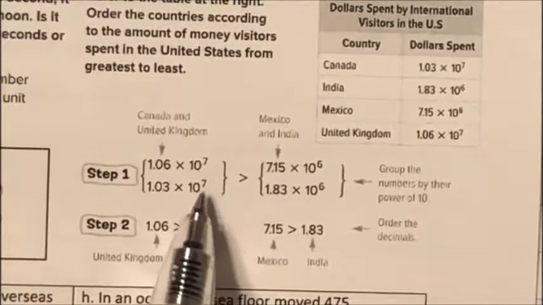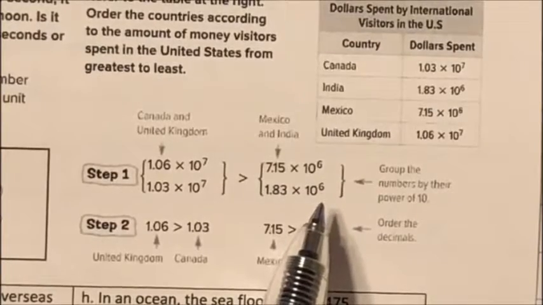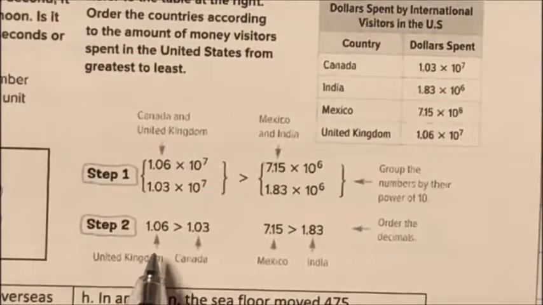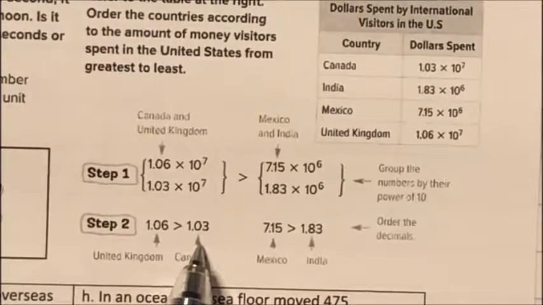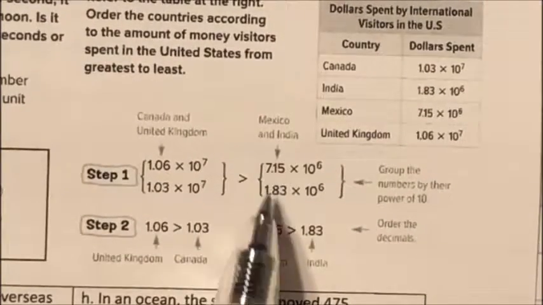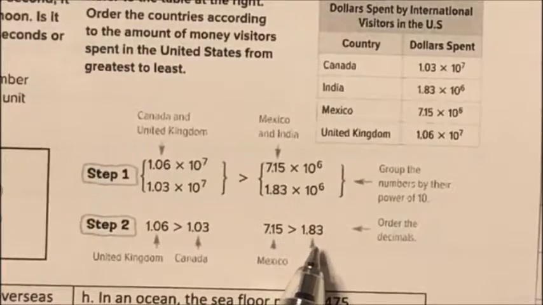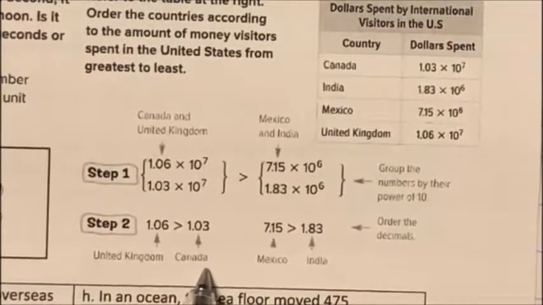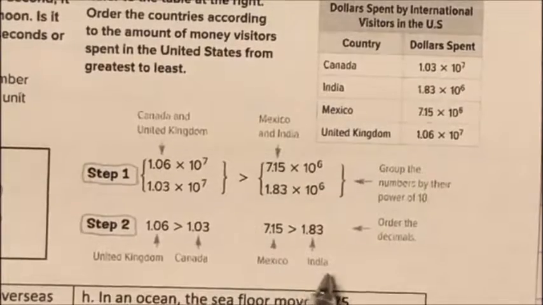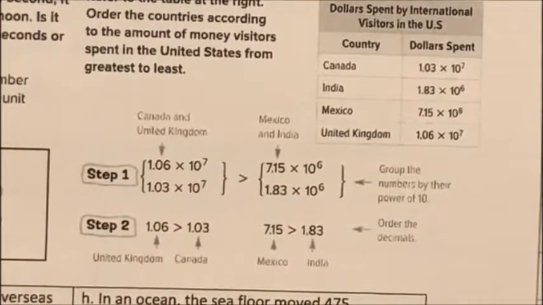So I have 10 to the 7th, that's bigger than 10 to the 6th, right? So then I can order the numbers. 1.06 is bigger than 1.03, and 7.15 is bigger than 1.83. So the order I would have them in is United Kingdom, then Canada, then Mexico, then India. All right?